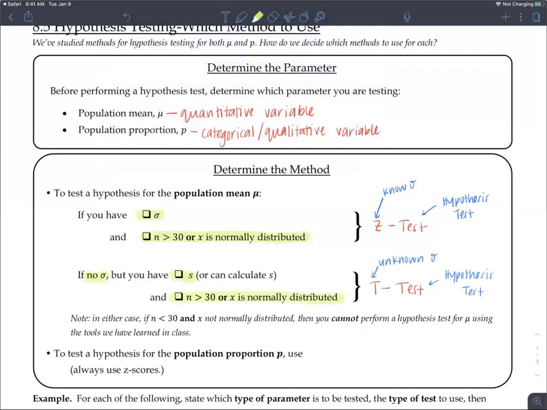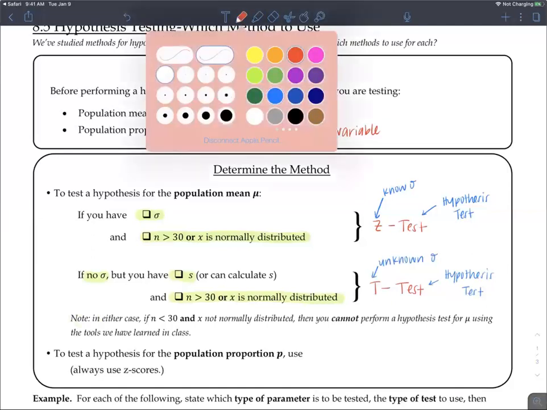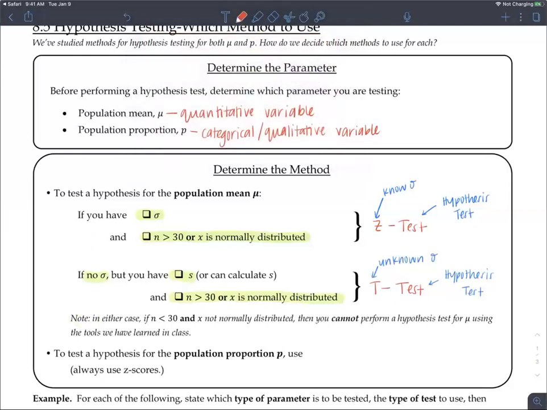And then, yeah, so this note down here just says, if the second requirement is not satisfied, then you can't perform the hypothesis test, right? So that's why you always need to check the requirements first, to make sure that you can actually go through this whole procedure and use these calculator functions, right? And so that takes care of both cases when you're testing a mean.